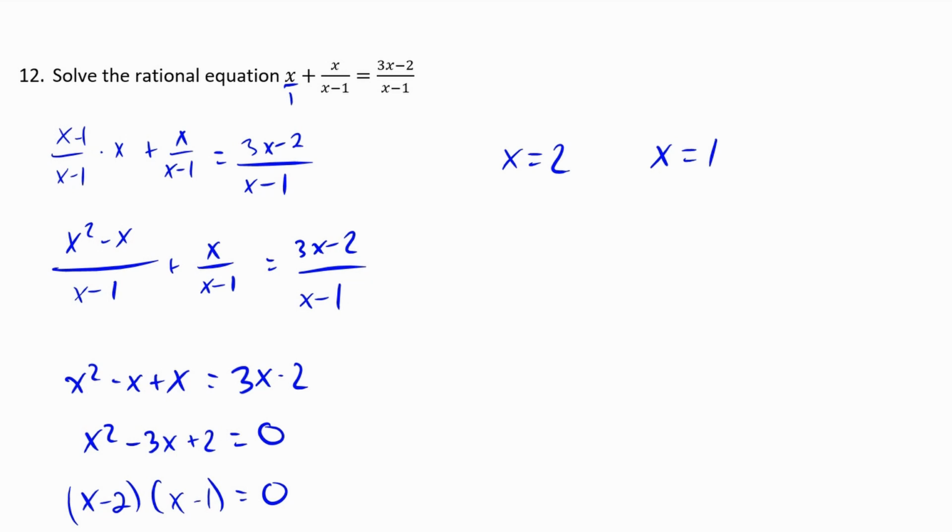But I do want to take a look at these values, because if I think about this x equals 1 right here, in the denominators I'm getting 1 minus 1. Do you see that? And what's happening is I'm getting something like 3 minus 2 over 0. If you think back early on when you were learning division, you cannot divide things into 0 groups. So this would actually be an extraneous solution. In our case, x equals 2 would be the only solution to this equation.